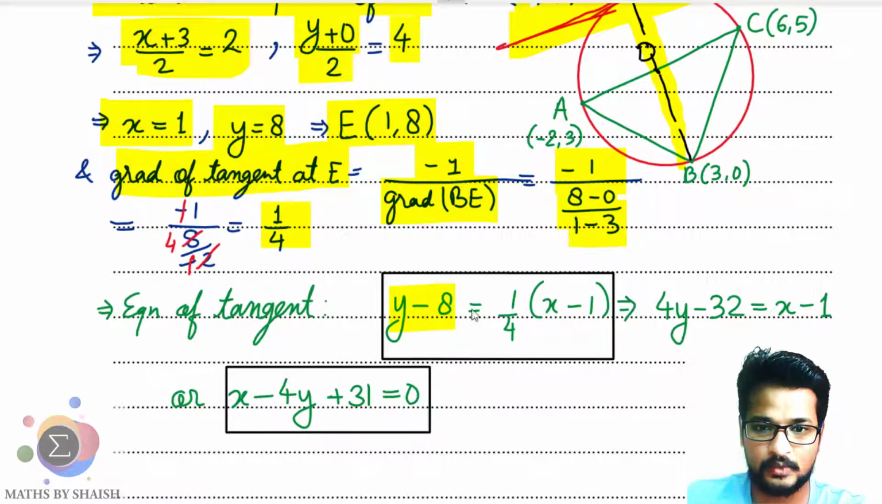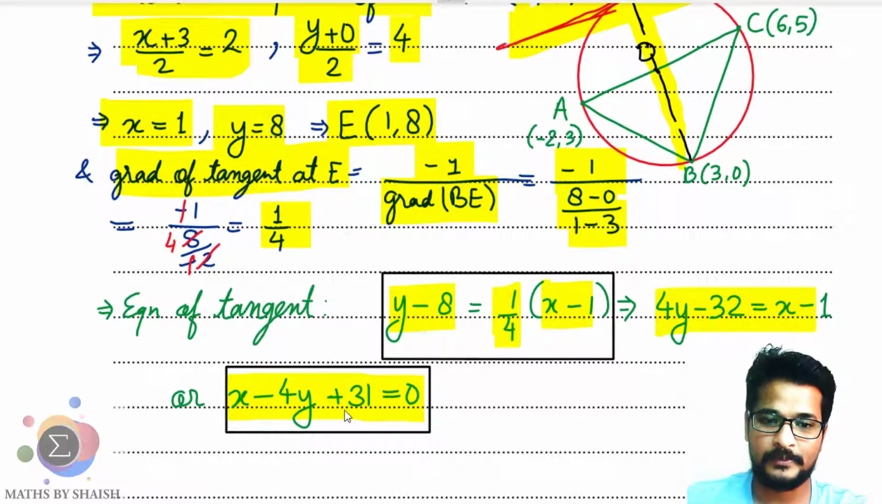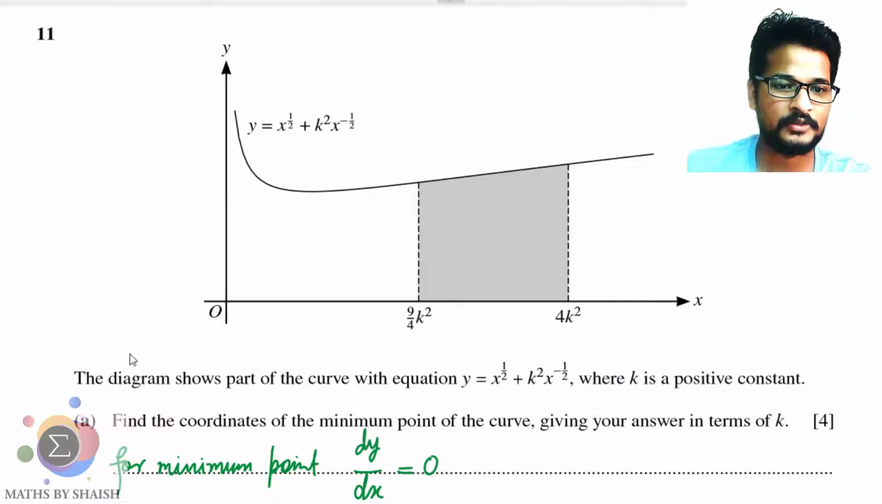Since we have the gradient and a point on the tangent, it is y minus y1, where y1 is 8, equals 1/4 of x minus x1, that is 1. So we simplify, and finally we can write our answer in the form x minus 4y plus 31 equals 0.